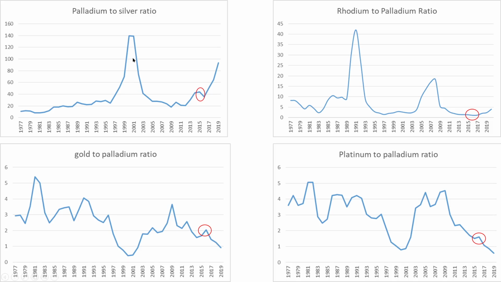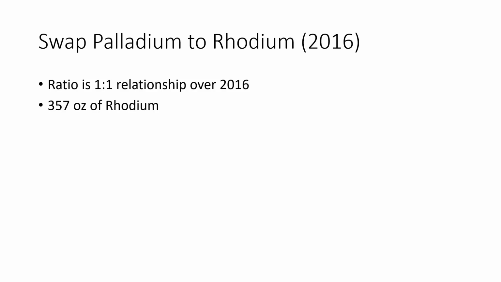So we notice that at 2016, palladium to silver ratio, rhodium to palladium, whoa, that's way cheap. Gold to palladium, and then platinum to palladium. The cheapest by far is rhodium. I mean, that's down in the dirt. So we want to swap our palladium to rhodium, and we do that. So we swap our palladium to rhodium.